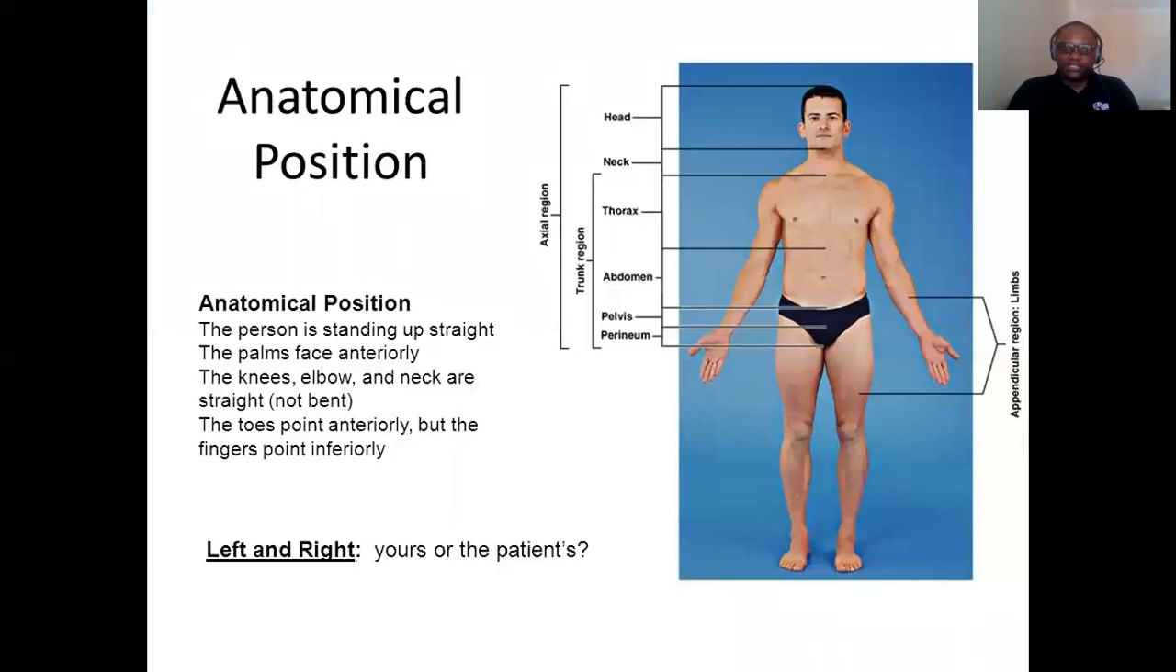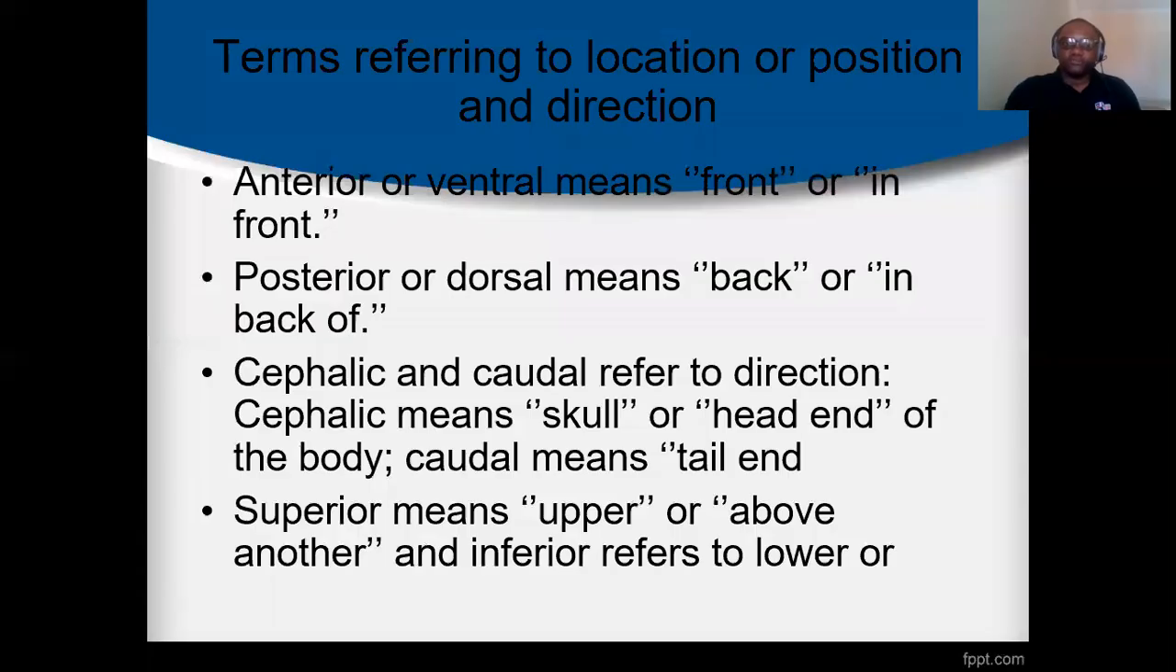For example, look at this picture we have here. When we're talking about position, the person has to stand up straight. The palms face anteriorly. The knees, elbows, and neck are straight, not bent. The toes point anteriorly, and the fingers point inferiorly, so they go in a direction toward the bottom. This is the way we can have a very good anatomical position of the human body. Those are the terms we use and what they mean.